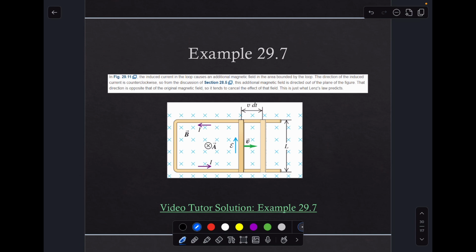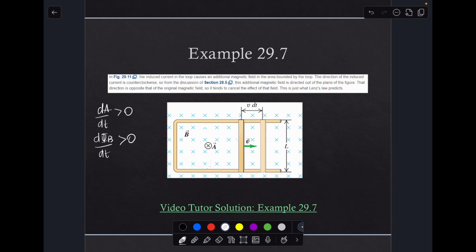So let's just talk about this example. It's exactly the same as the one we did, except we're going to figure out what the direction of the current is. Let's see if we can figure it out on our own without looking at the picture, and then compare it with the picture. So the change in flux that was occurring in this slide wire generator was what? The area was increasing, therefore the flux change was also positive.